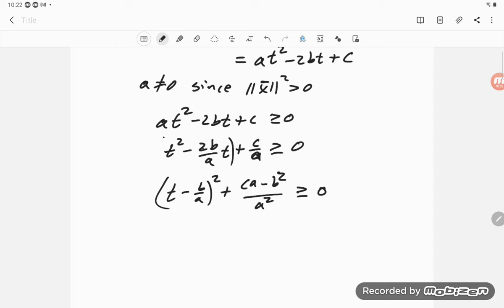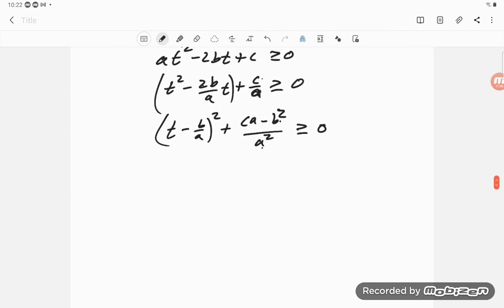And again, all they did was complete the square. When they take this part and they toss in a plus b squared over a squared, they had to subtract that out, and they got a common denominator with the c over a by making that ca over a squared. And so again, all they're doing there is completing the square.